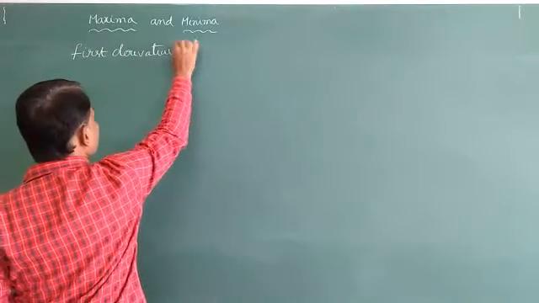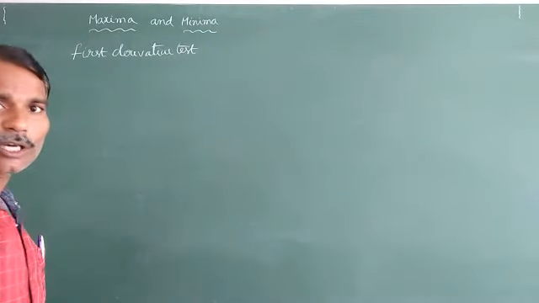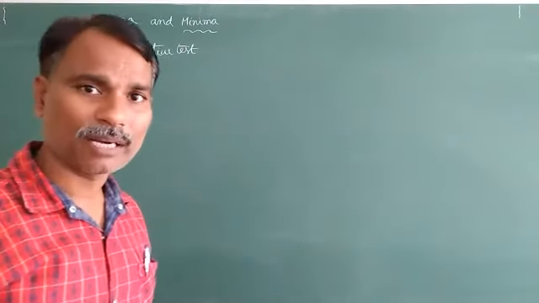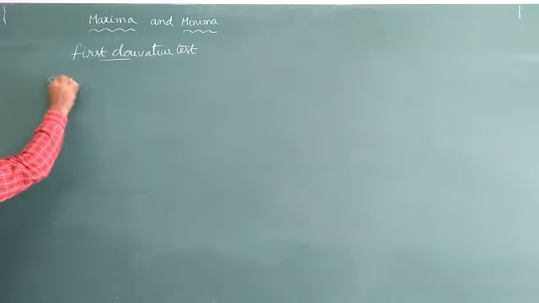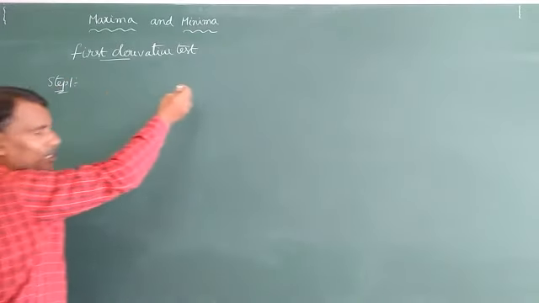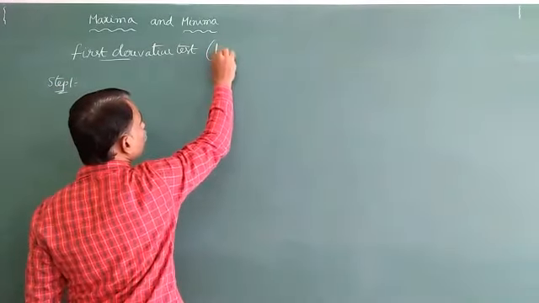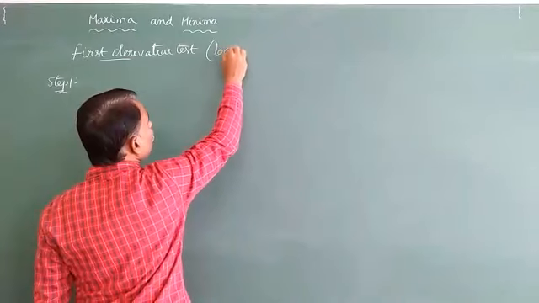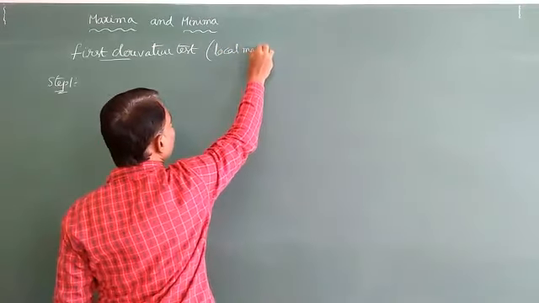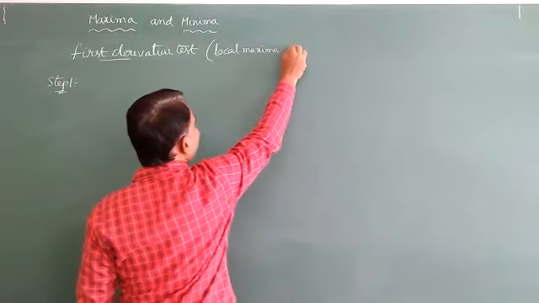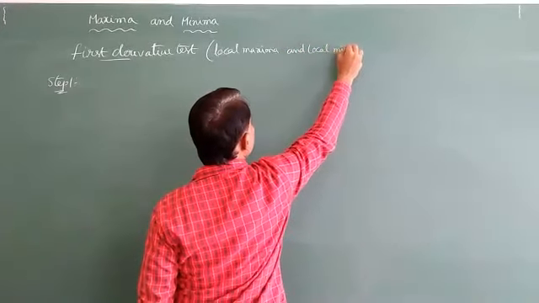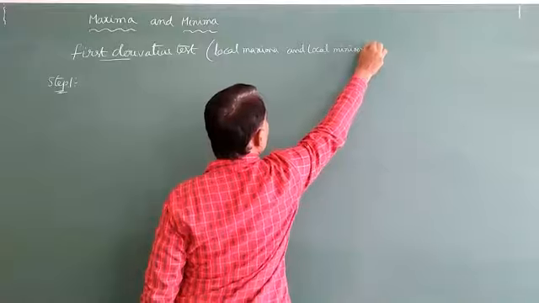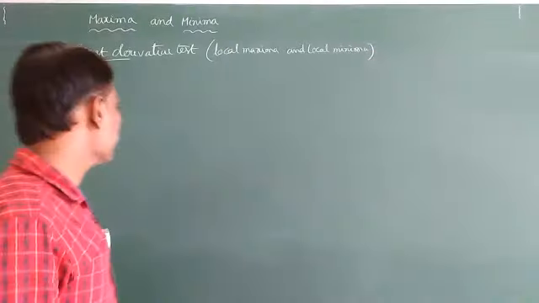First derivative test for finding local maxima and local minimum. First derivative test means in this problem, stepwise we have to remember it. In the first derivative test also, what we are going to find? Local maxima and local minimum.